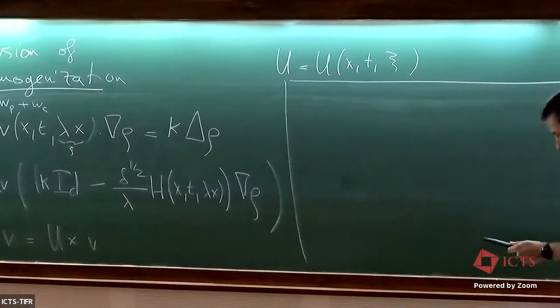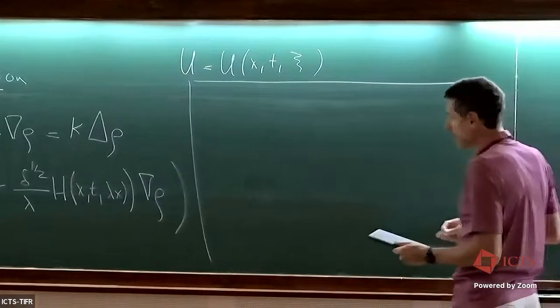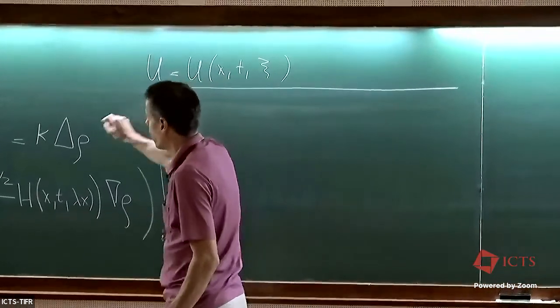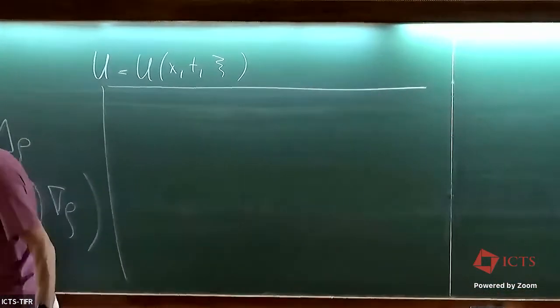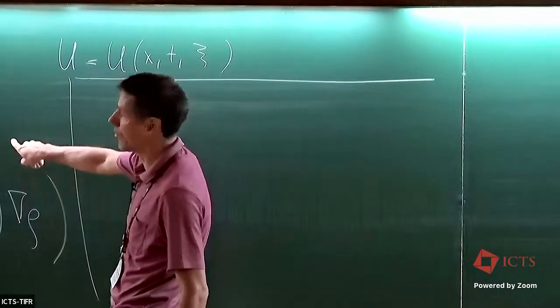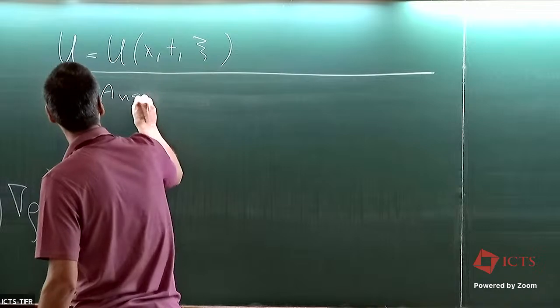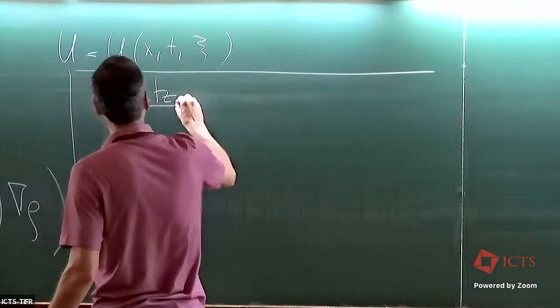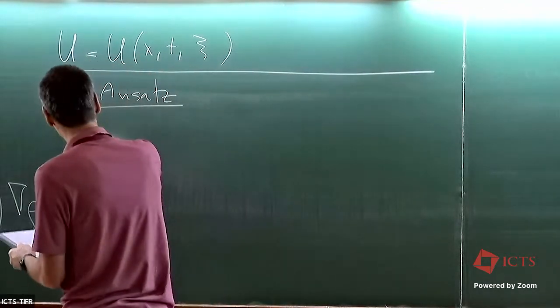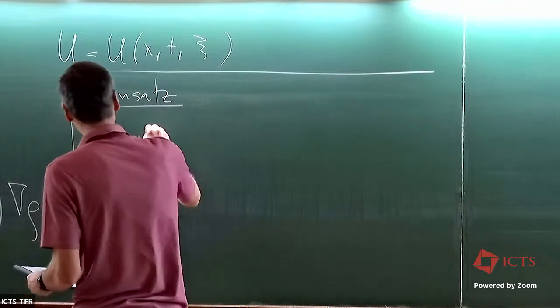Now, the ansatz for the solution is already something that we know what it should be, so I can just write down the ansatz, and then I have to check things, but the ansatz is that it's of this type.